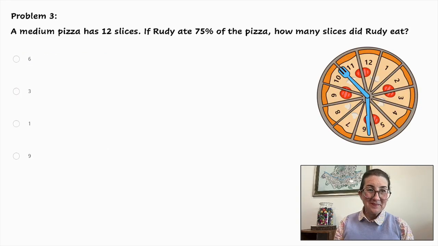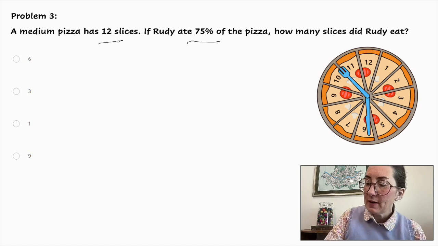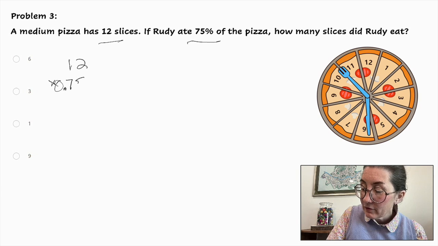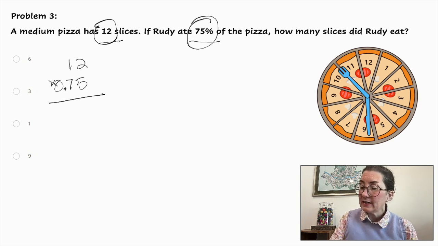Problem number 3. A medium pizza has 12 slices. If Rudy ate 75% of the pizza, how many slices did Rudy eat? So Rudy ate 75% of 12 slices. There are 2 ways of going about this. So let's begin with 12 times 0.75. So we multiply the total of 12 times the 75% that Rudy ate.